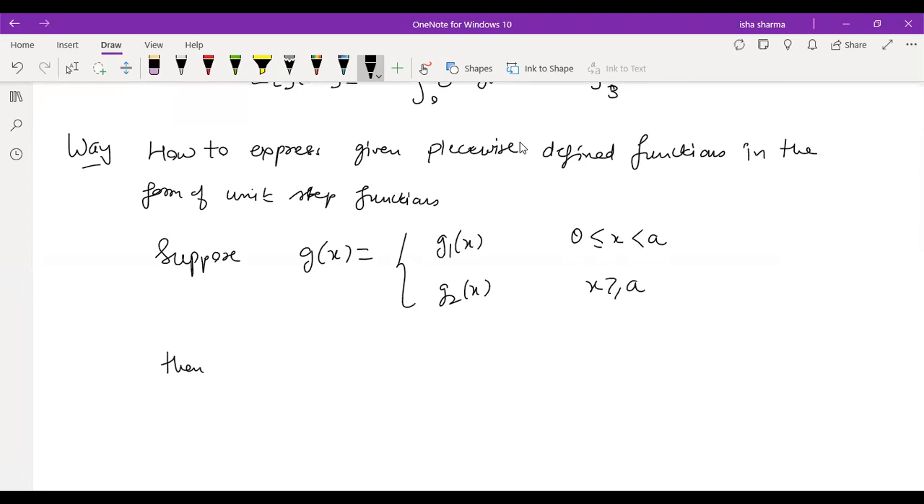When I see the function is this and I need to find its Laplace transform, immediately what will come to my mind? Okay, now I will be using the second shifting property. But to use the second shifting property, I need to express it in some form. So how to do that? That I am telling you.